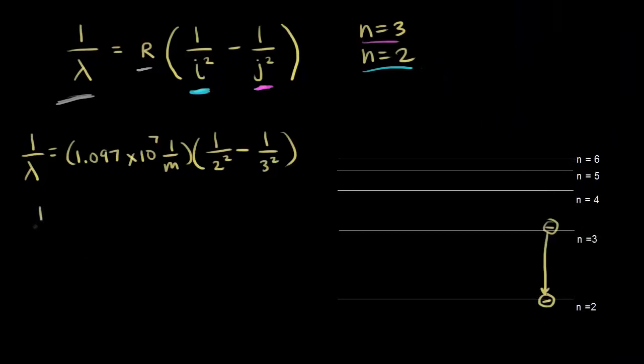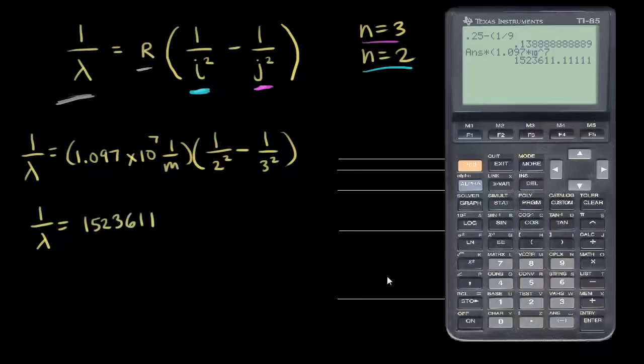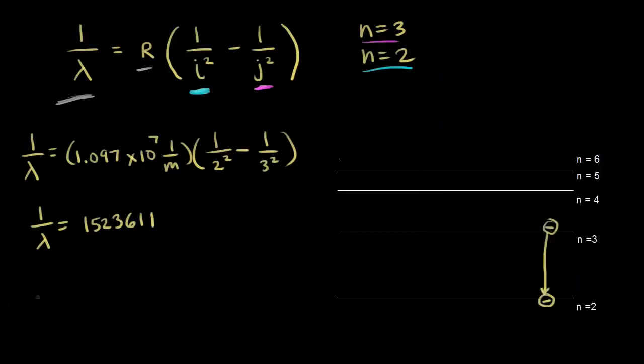Now we have 1 over lambda is equal to 1523611. To solve for lambda, all we need to do is take 1 over that number. 1 over that number gives us 6.56 times 10 to the negative 7, and that would now be in meters. So we have lambda is equal to 6.56 times 10 to the negative 7th meters. Let's convert that into nanometers. That's 656.